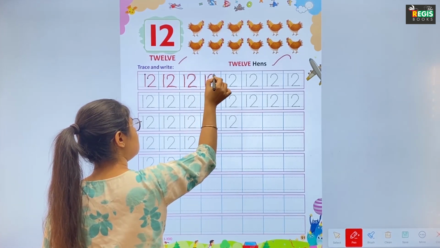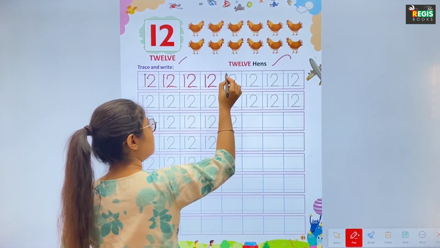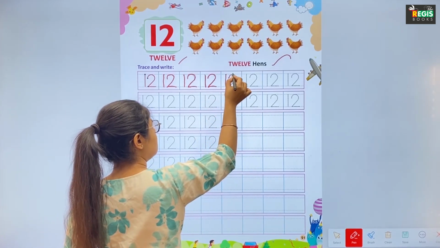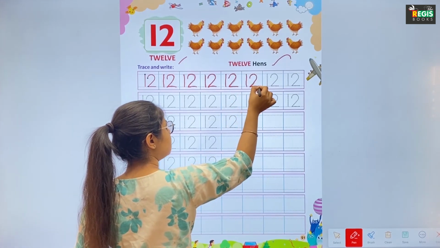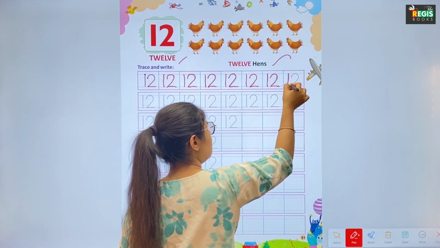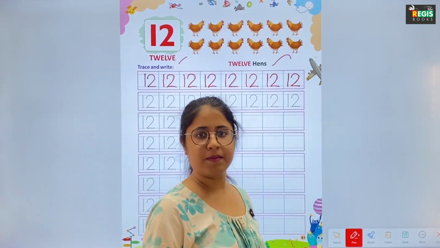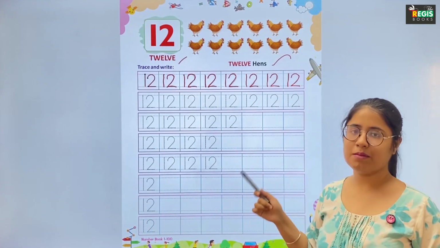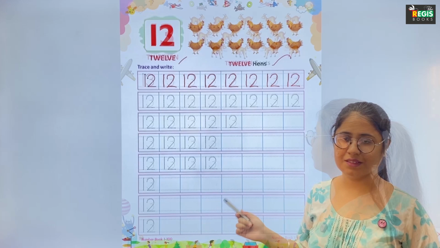1, 2, 12. Again write 1 then 2. 12. So kids, similarly आप rest of the boxes में number 12 की लिखकर practice करोगे.